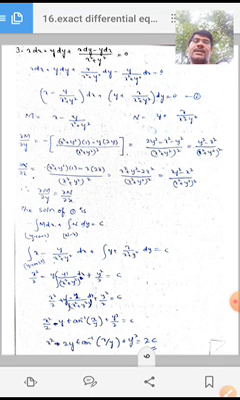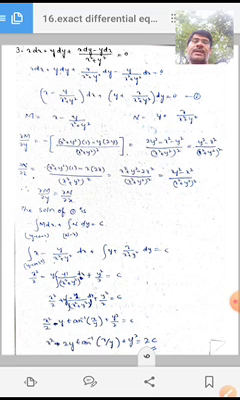Yeah, next application. (x dx + y dy) + (x dy − y dx)/(x² + y²) = 0. Yeah, this can be written in the form of M dx + N dy = 0. Here M is x − y/(x² + y²), N is y + x/(x² + y²).